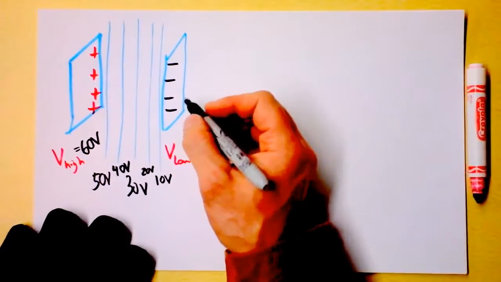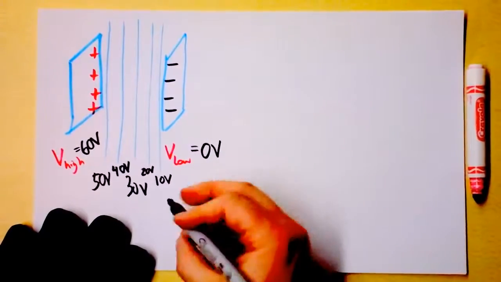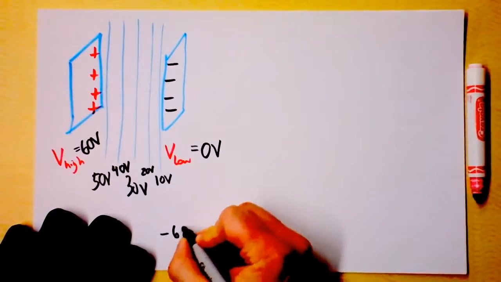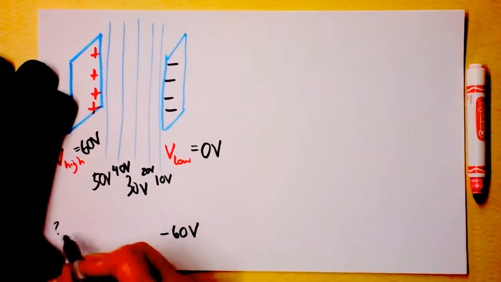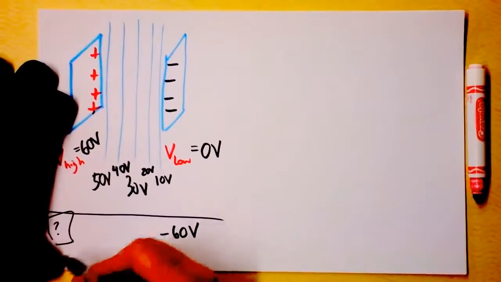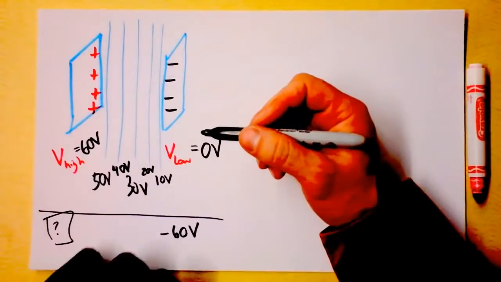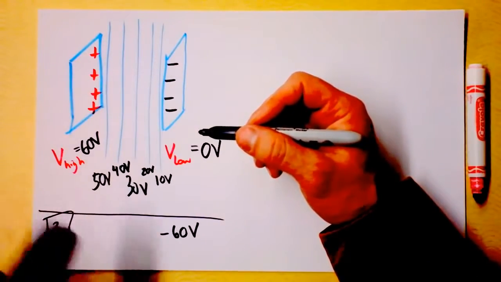Now, my decision to make that 0 volts is arbitrary. I could make that potential negative 60 volts. In that case, what would be the potential of V high? You can figure that out. That's another way of looking at the same problem, because it's an arbitrary decision who gets to be 0. Maybe that's too much of a clue.